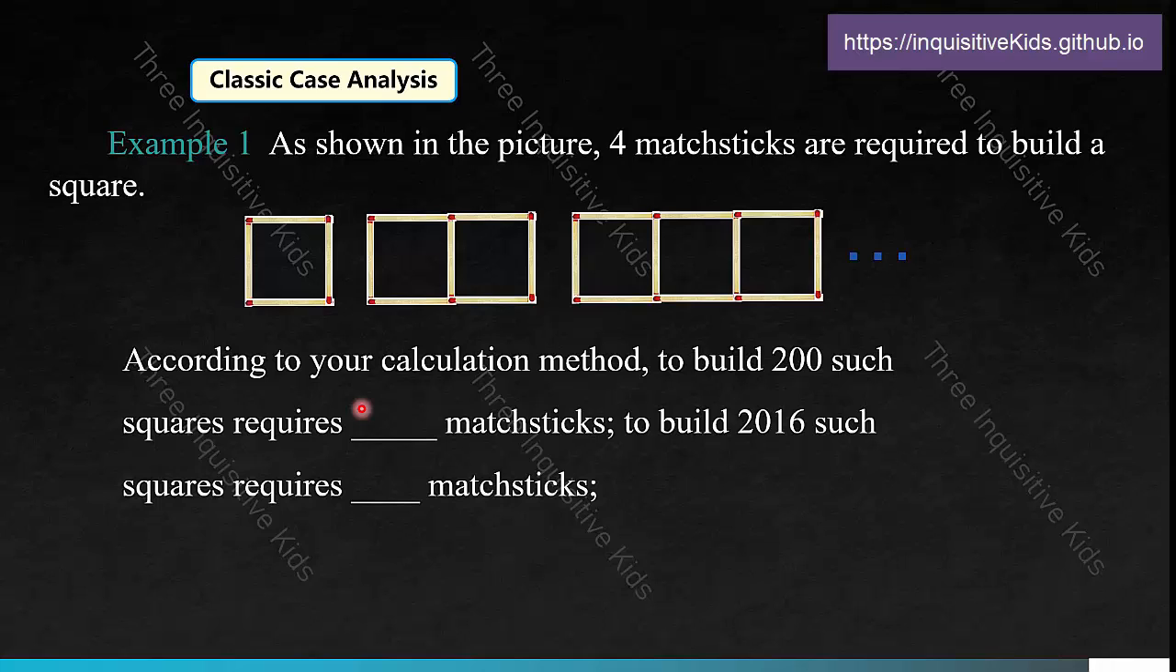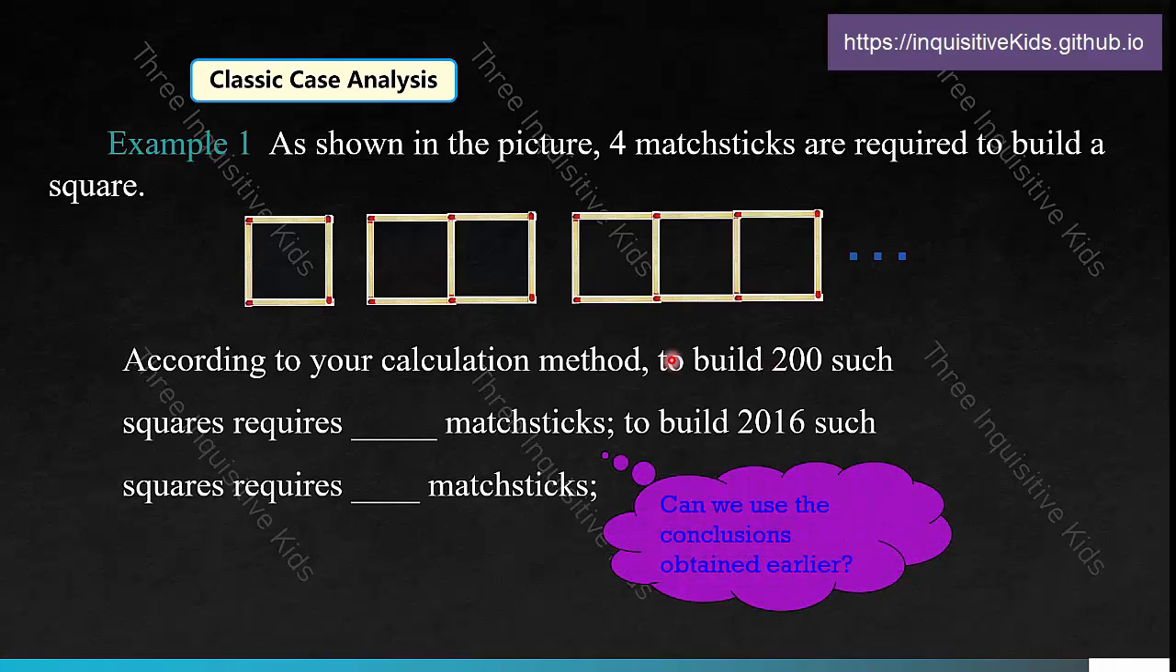Ready for the answers? Great! So if we're going to use one of the formulas, say it's going to be 1 plus 3 times 200, because this is what x equals right now. X equals 200. We can simplify this, and then we're going to get 601 matchsticks. And we can use the same formula or the other formula for 2016, and then we're going to get 6,049 matchsticks.